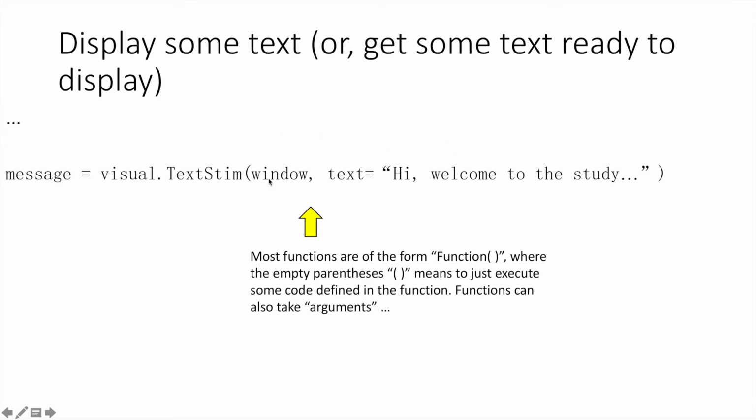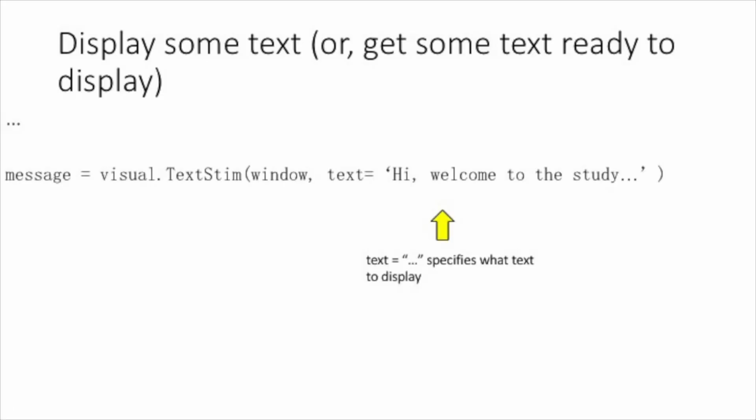So for instance, the window argument right here is for which window you want to put it in. Pretty straightforward. The text argument, and I'm not sure if it really matters what order you put them in, but for here you want to put text equals, and then within either single or double quotes, write what you want to show on the screen.